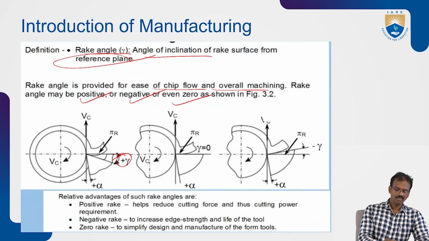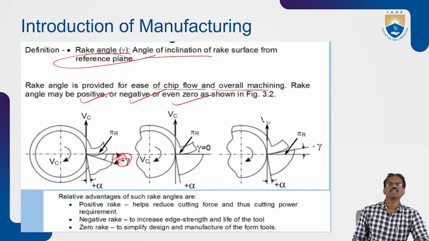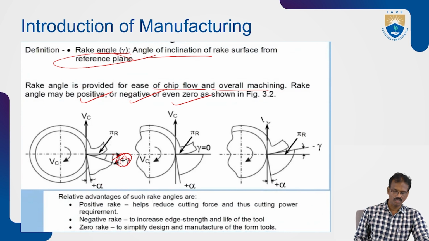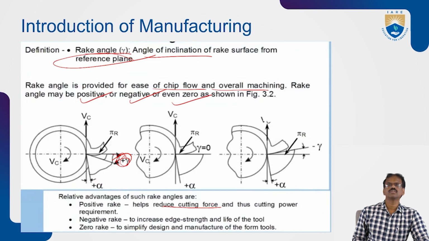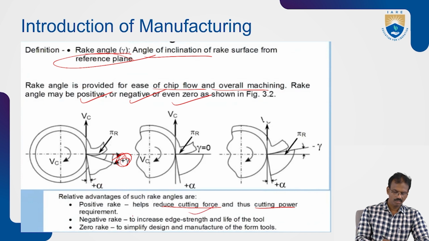So the angle between the reference line, the reference plane, and the rake surface is called the rake angle, the positive rake angle. The positive rake angle helps to reduce the cutting force mainly, so cutting force will be reduced, and thus cutting power requirements also will be reduced.